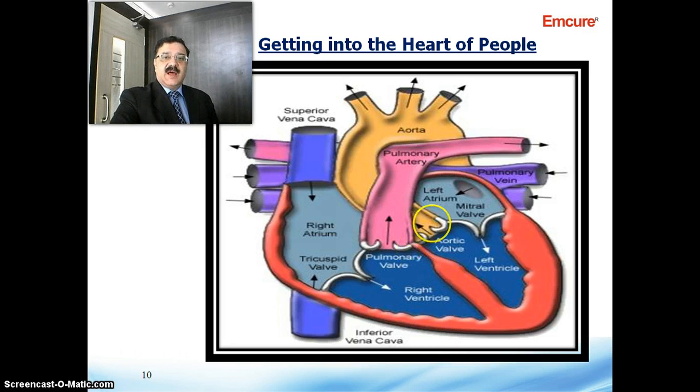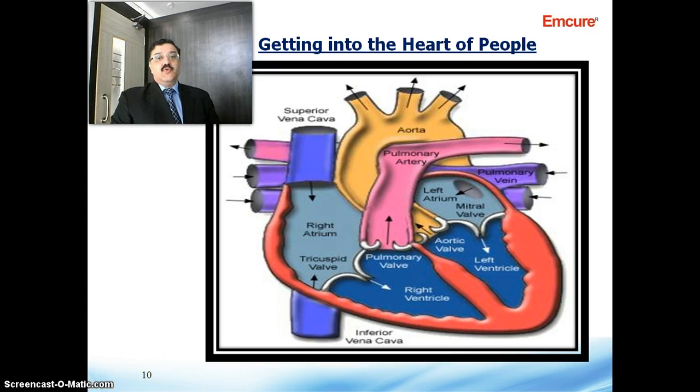Now again, there is a valve which guards the opening of this major vessel, and this is called the aortic valve. Well, all these valves, the pulmonary valve and the aortic valve, are also called the semi-lunar valves. They are half moon shaped valves.